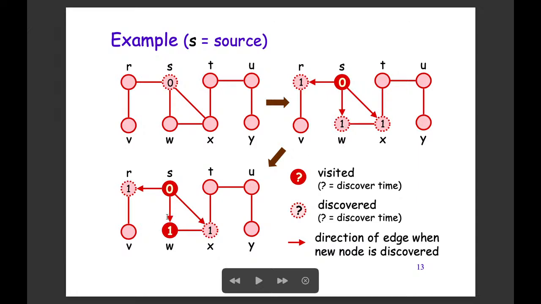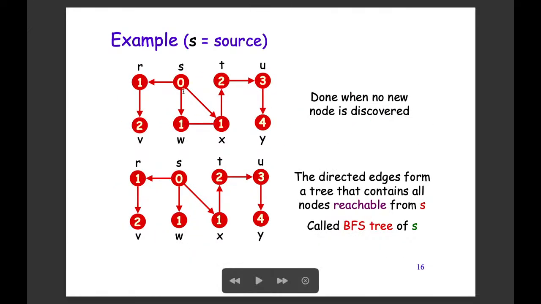And then here, when we process W, although W will look at X as its neighbor, X is already discovered. So it is not W who discovered X, but X was already discovered by some other node before. So we don't draw an arrow here. And so on and so forth.